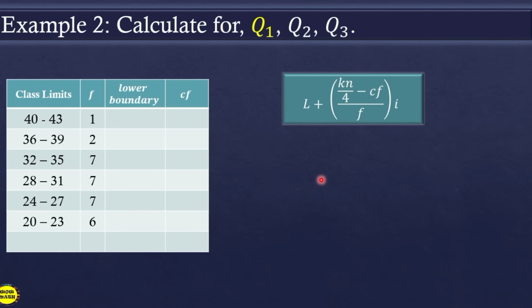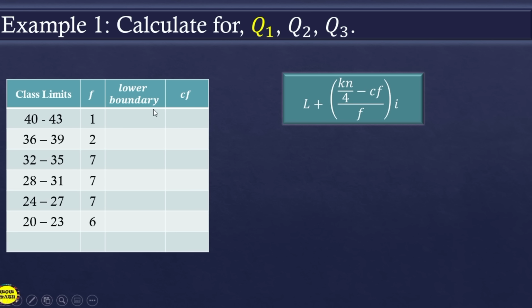Alright, so calculate for the first quartile, second quartile, and third quartile. So, using the formula for computing the quartiles for grouped data, so L plus the quantity of Kn over 4 minus the less than Cf over the frequency times the class width or the class size. So, bago natin gamitin yung formula, kailangan muna natin makompleto yung frequency distribution table natin. Ang kakailanganin lang natin is the lower boundary and the less than cumulative frequency.